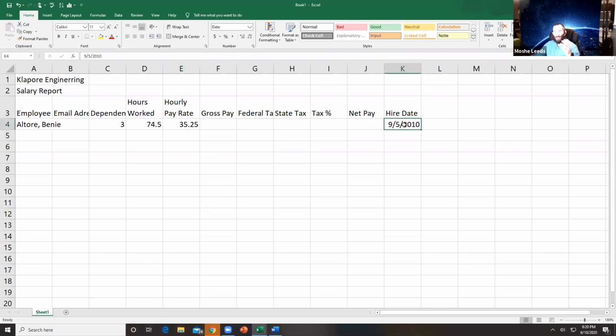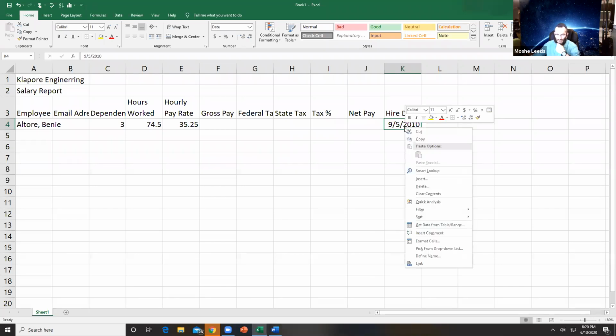So here by the date, I don't like the 2010, I want to shorten that, okay? So how do I shorten the format of this date? It just defaults to that, but I don't want it 9/5/2010. I want it 9, 5, 10, okay? So what are we going to do?